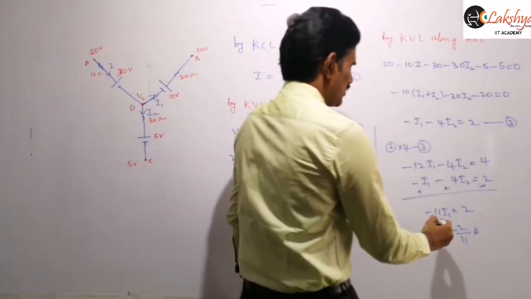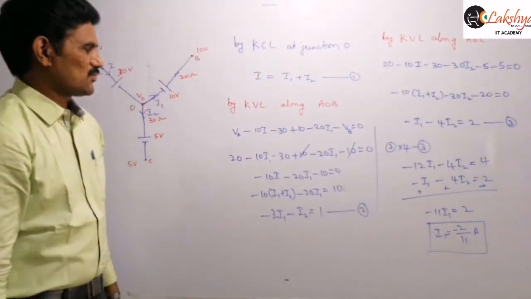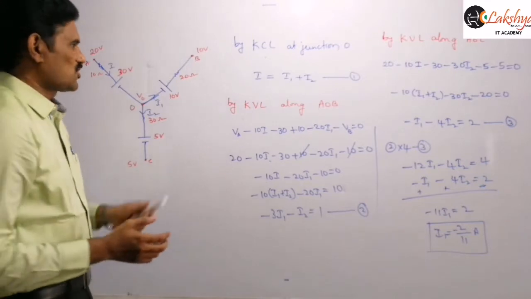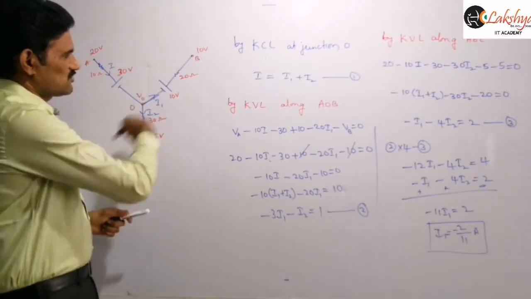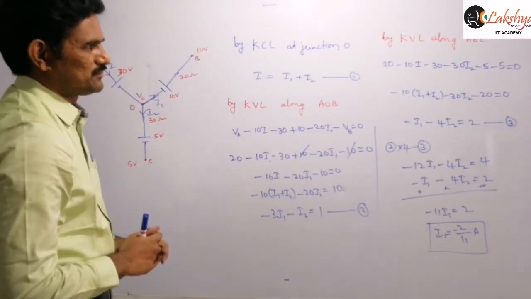Now you can observe here we are getting a negative sign. I1 value we are getting as negative sign. Negative sign means I1 is flowing in the opposite direction. I1 we are assuming flowing like this, now actually it is flowing in the opposite direction. That is our conclusion from that, right?